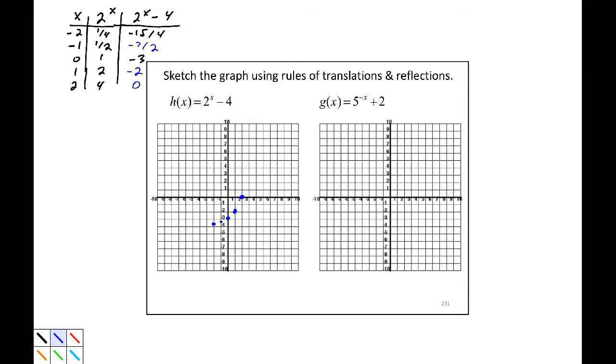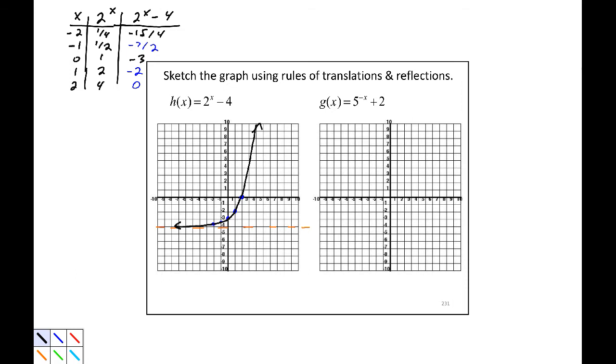Now you can see that our horizontal asymptote has shifted down 4 because our function was shifted down 4. So I'm going to go ahead and draw that here. We now have a horizontal asymptote at y equals -4. And we'll connect those in that fashion, again looking at the shape.